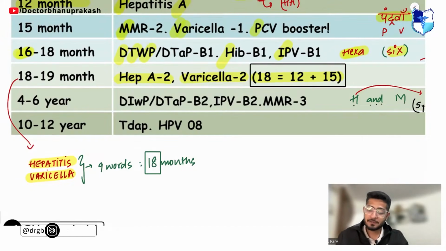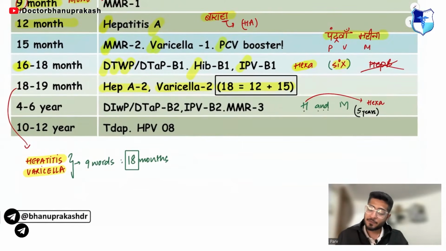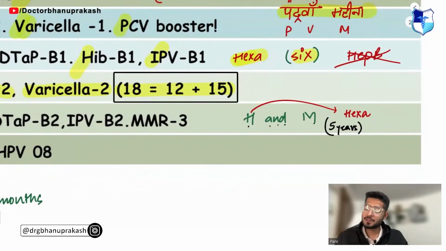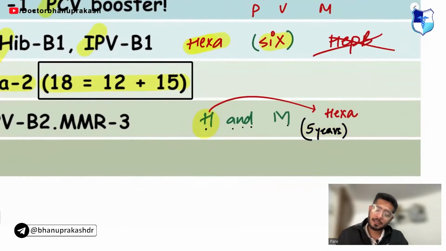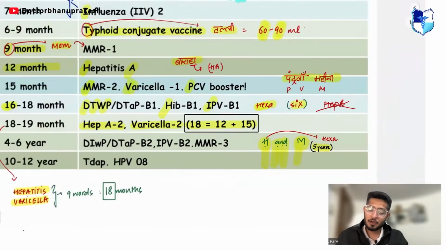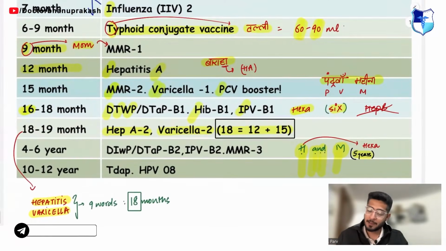4 to 6 years, of course, another thing. So 4 to 6 years you can just remember that at 5 years. Just how to remember? If I just write HNM, so HNM is 1 2 3 4 5 letters. 5 years means 4 to 6 years you are going to give H and M. M for MMR3 and H for hexa.